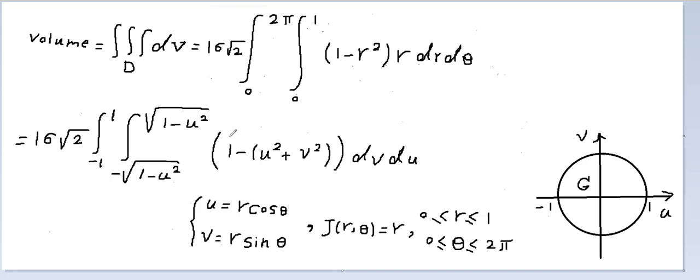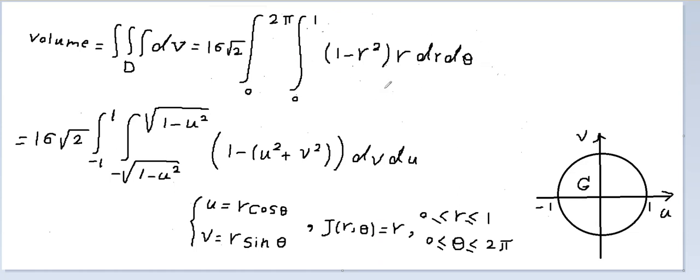Okay, you can see here, this integral equals 16 root 2 from 0 to 2 pi, from 0 to 1. This is for r, this is for theta. Look here, 1 minus u squared plus v squared. U squared plus v squared is r squared, so this is 1 minus r squared. This is the Jacobian. You don't need to put absolute value because r is positive. dr d theta. You can see that the calculation gets much easier here.